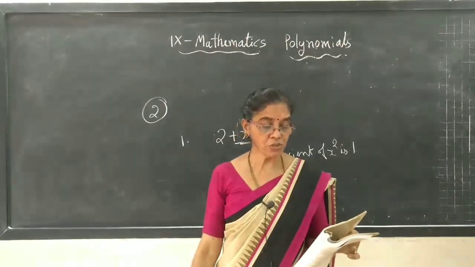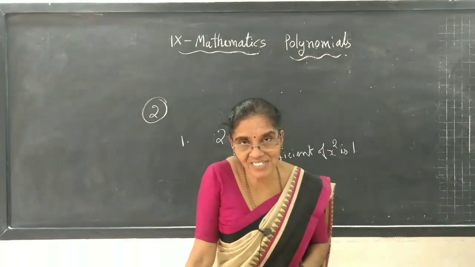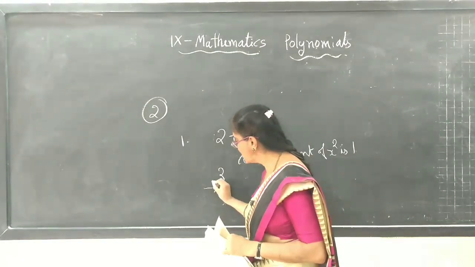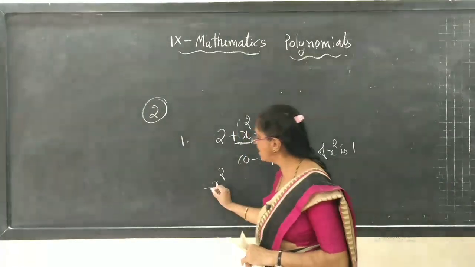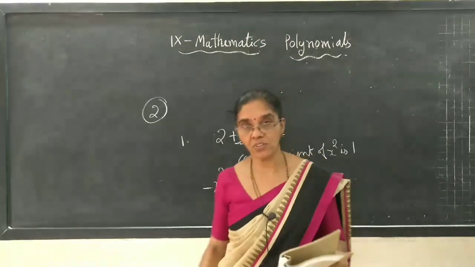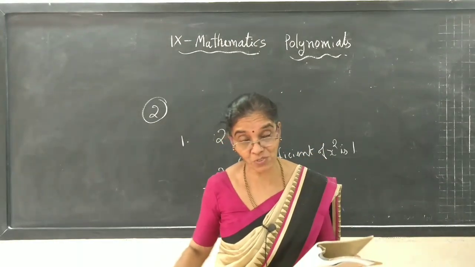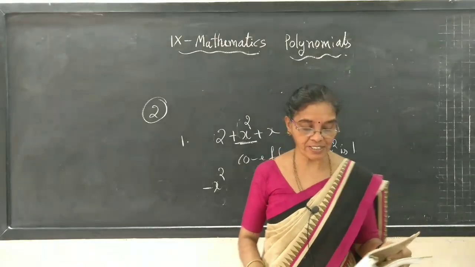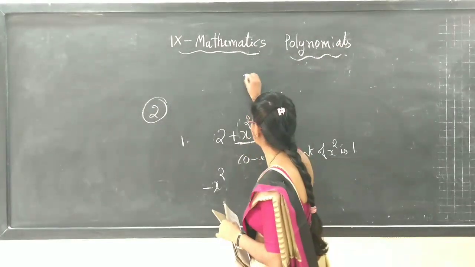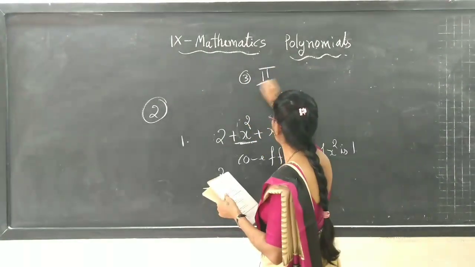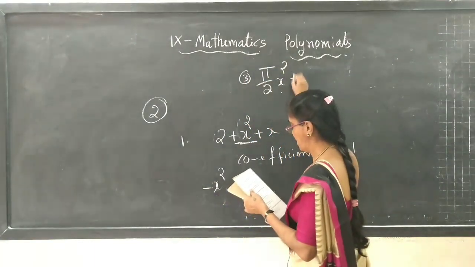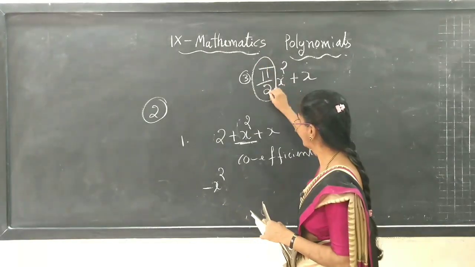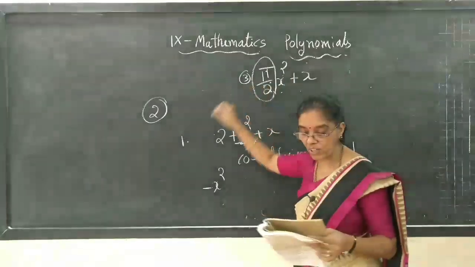Second one, 2 minus x square. Minus x square, what is the coefficient? If there is minus x square, the number 1 you have to write, but which sign is there? Negative. So, the coefficient of minus x square is minus 1. In the third one, pi by 2 x square plus x. What is the coefficient of x square here? The other part of x square is pi by 2. So, pi by 2 is the coefficient.